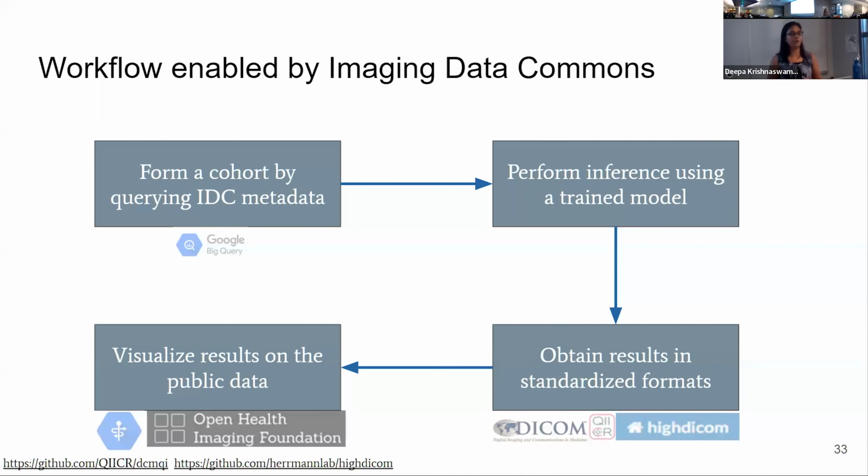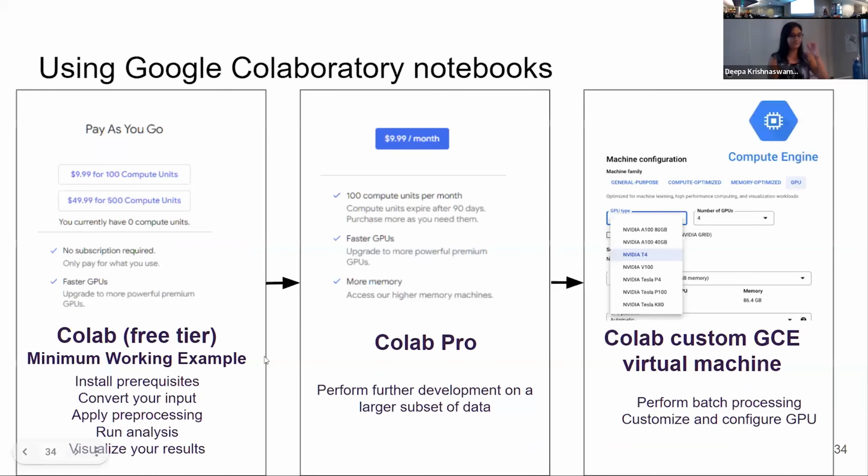So what's the actual workflow that's enabled by Imaging Data Commons? As I showed you before, we first want to make sure that we can query our data from the cohort that we are interested in analyzing. After this, we'll take one of our models and perform inference, and then we'll obtain all of our results in standardized format. These could be segmentations, different slice level annotations, or we could also extract features from each of these segmentations, such as volume or mean intensity. And then ideally, we'll visualize all these results on public data.